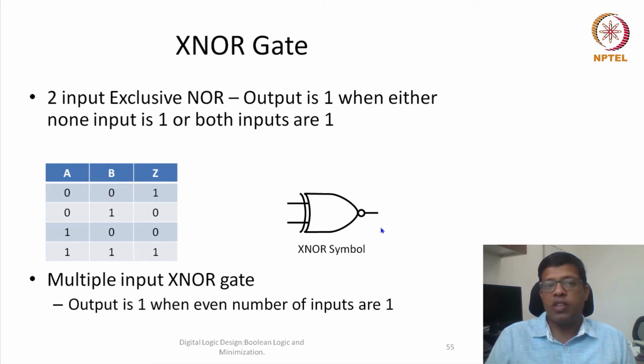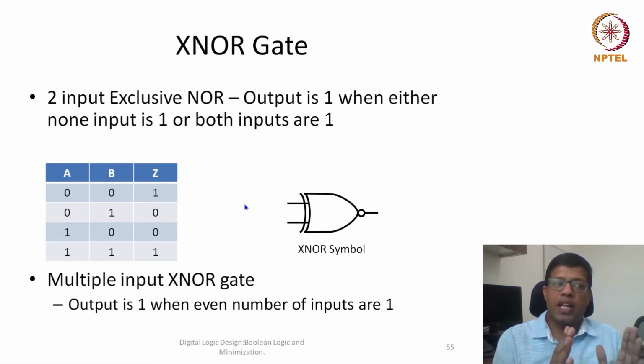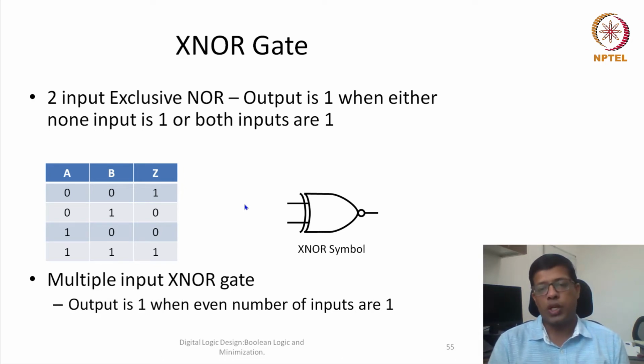0 is also considered even here. This generic definition also includes the 2-input XNOR gate. So if the number of ones in any input pattern is 0, 2, 4, 6, then the output of the XNOR gate would be 1. That means at any point in time, if the number of ones in the input is even, then the output is 1. Otherwise the output is 0.